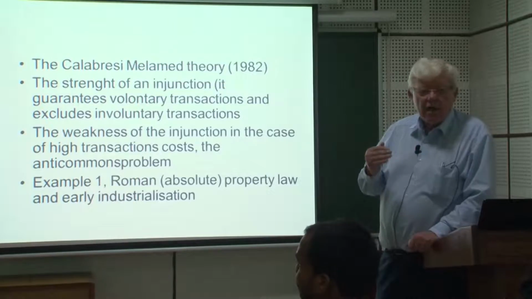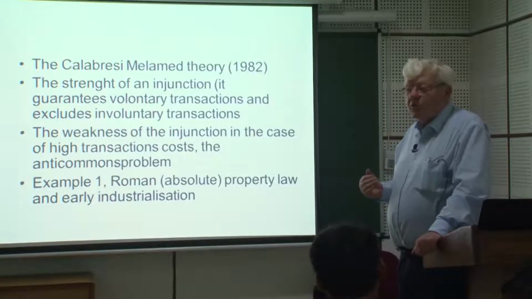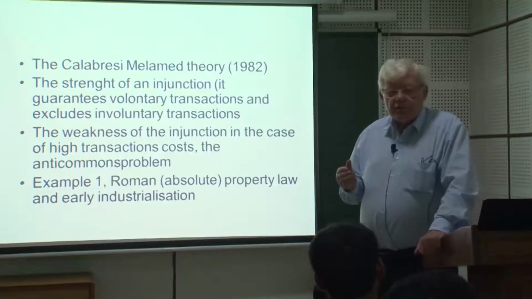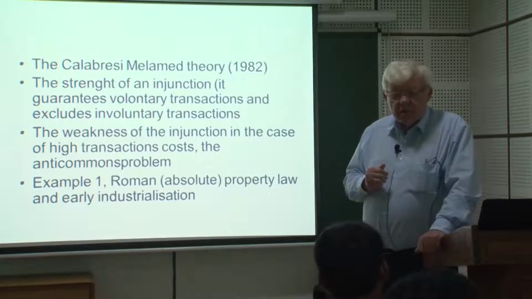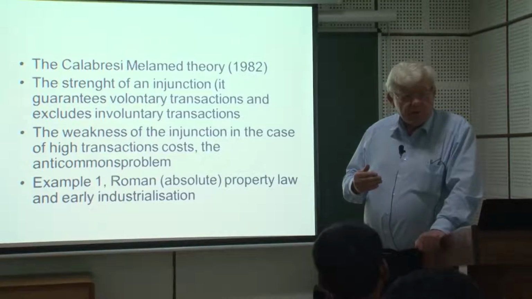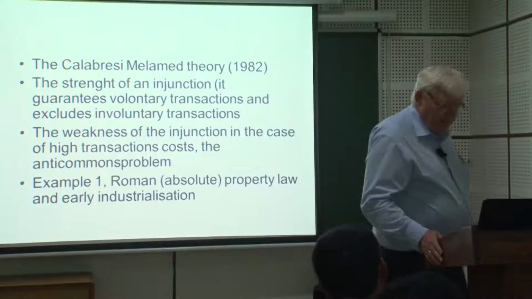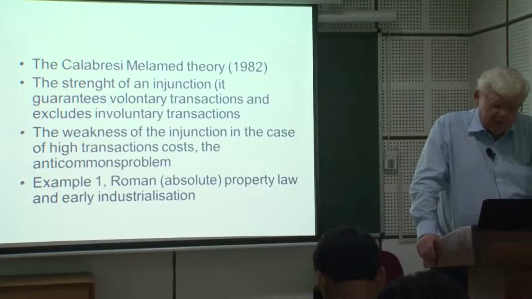And that is an absolute necessity for a market economy, that resources, whatever resources, move from the lower valued use to the higher valued use. And this is guaranteed. With an injunction, it is never possible that a resource moves from a higher valued use to a lower valued use. And this is very important for the functioning of a market economy. And therefore, he said that, so to speak, the most natural protection of property or of an absolute right in general is the injunction, because the injunction guarantees voluntary transactions and excludes involuntary transactions.